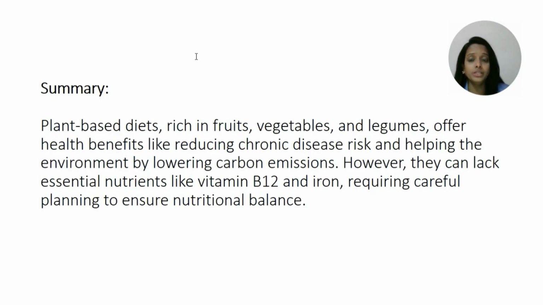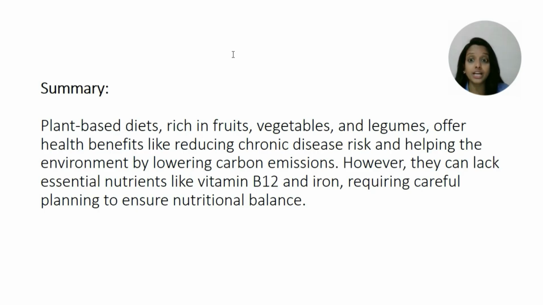So, in this summary, we have included the main idea. That means the plant-based diets are beneficial for both health and the environment. And also we have included the key supporting ideas. If you see here, we have included the health benefits like reducing chronic disease and how it helps the environment by lowering carbon emissions, and also potential nutrition deficiencies like lack of essential nutrients like vitamin B12 and iron. That also has been included here. And of course, we have mentioned the diet planning, which is very important to avoid these deficiencies, right?